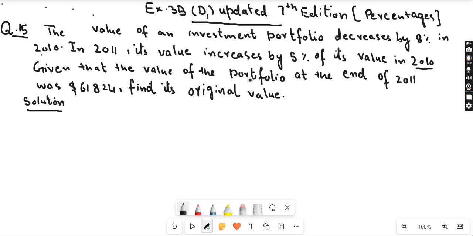Given that the value of the portfolio at the end of 2011 was this one, where the dollar is replaced by Pakistani rupees, so you'll change it accordingly, find its original value. So, let the original value of the portfolio, we have to talk about its original value, so we are going to suppose it, let the original value be X.